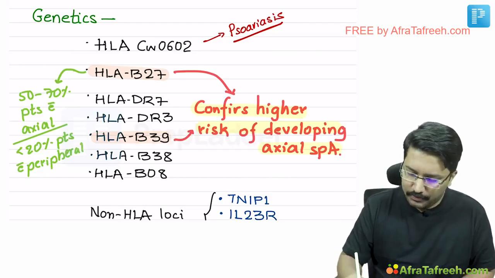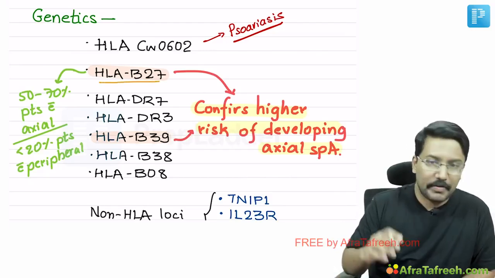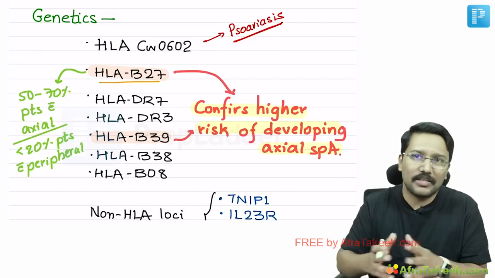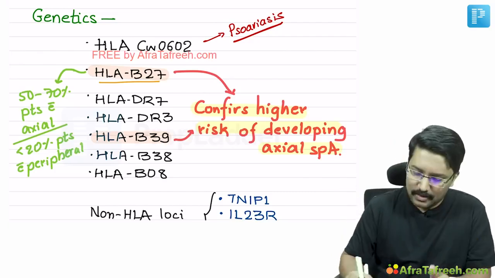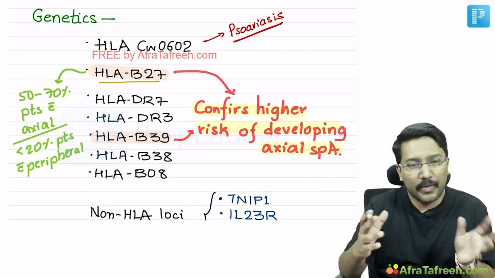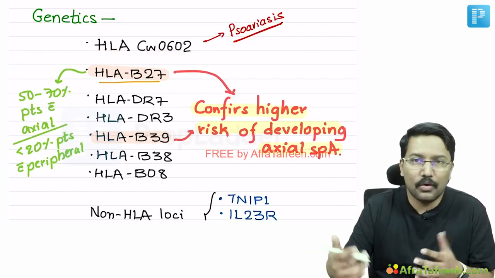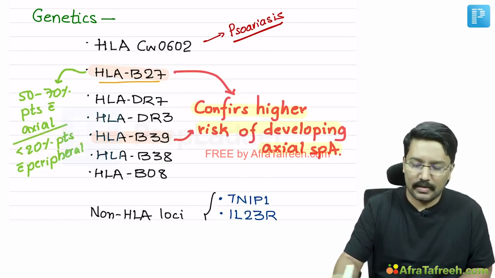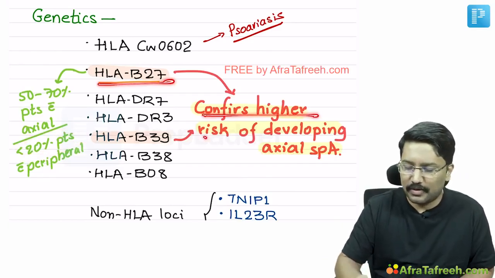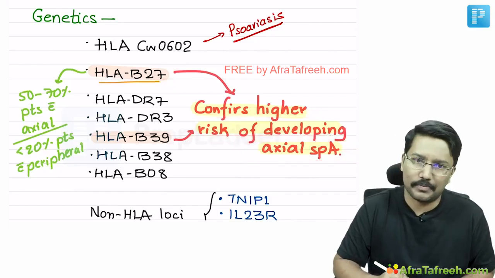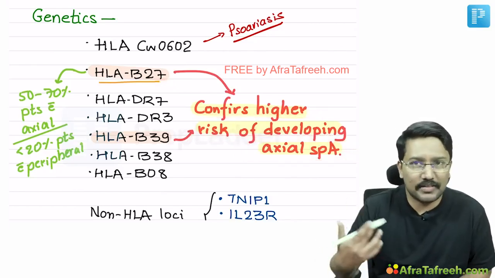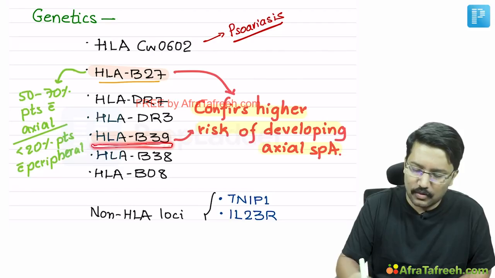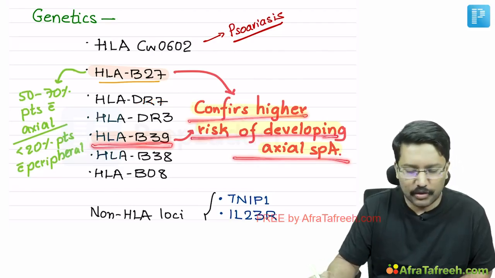Okay. Now, if I were to talk about HLA-B27, 50 to 70% of the patients with axial manifestation, in the sense psoriatic arthritis with axial joint involvement, are positive. On the other hand, if you look at patients with peripheral spondyloarthritis secondary to psoriasis who are positive for HLA-B27, the numbers are just 20%. So that simply goes on to say that HLA-B27 confers higher risk of developing axial spondyloarthritis. Okay, there is one more genetic HLA variant that is found to confer higher risk from recent studies, that is HLA-B39. So this also confers higher risk of developing axial spondyloarthritis.